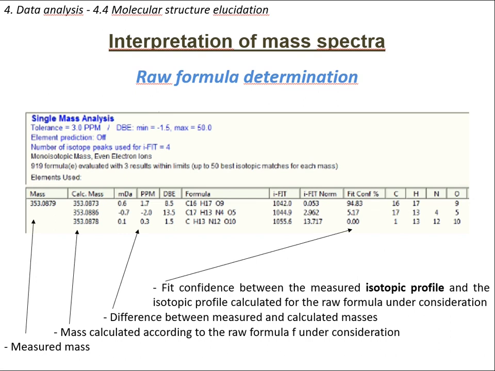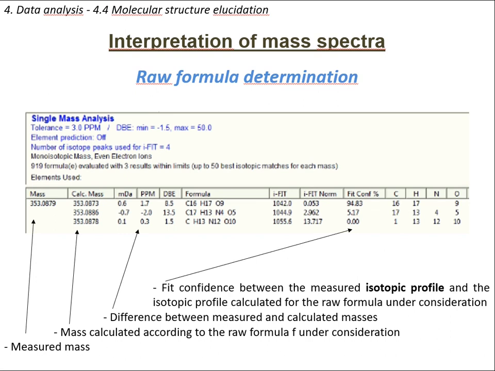So, for example, the first formula is 1.7 ppm drifted from the measured mass, while the third raw formula, CH13N12O10, which is quite exotic because you only have 1 atom of carbon and 12 atoms of nitrogen, is very unlikely when you know organic molecules, but the difference in ppm is only 0.3. So for this criterion, this raw formula is closer to the measured mass than the other one.